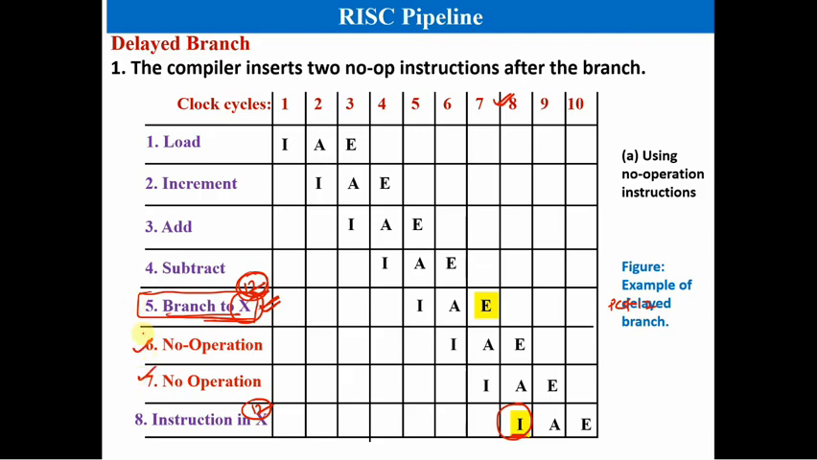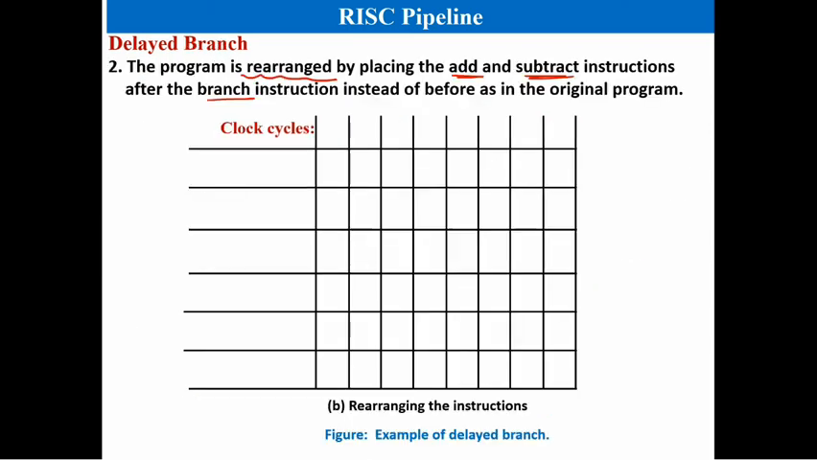Instead of these two no operation instructions, the fifth instruction will be placed between the second and third instructions. So by the end of the fifth instruction, the third and fourth can be completed. This is called rearrangement. Who is going to take care of this rearrangement? The compiler is going to take care of this rearrangement.